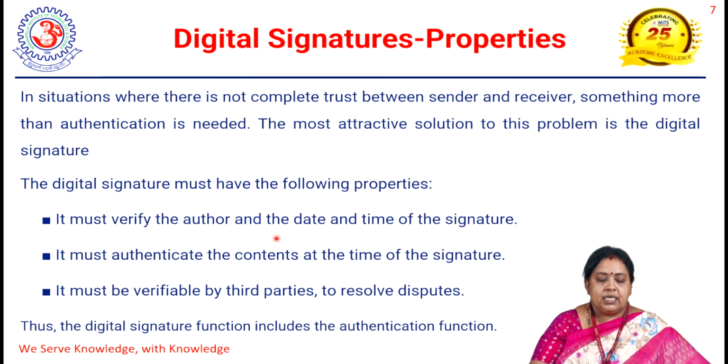If any dispute arises, it has to be solved by the third party. So it must be verifiable by the third party. For this purpose, the digital signature function also includes the authentication function that we have seen in the process. In the digital signature process, we are using the hash function, in order to provide the authentication.